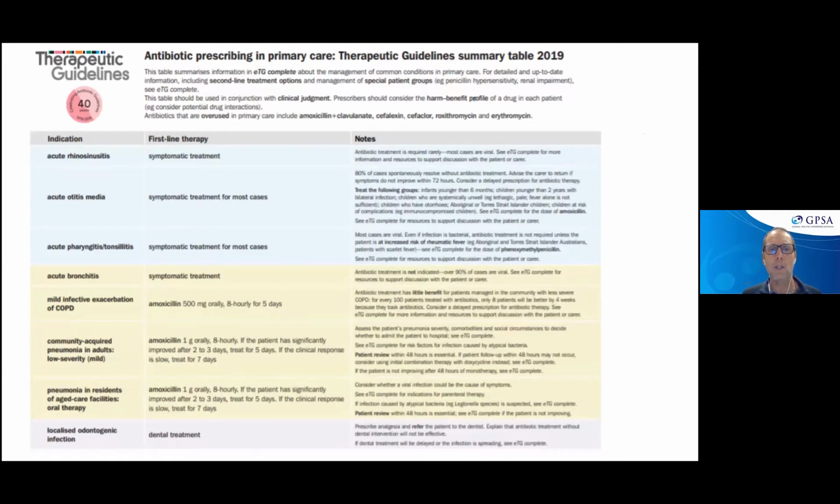And really, I imagine most of the supervisors, if not all of them, and their registrars will have access to therapeutic guidelines, generally electronically. I remember the old colourful books on our shelves, but online now. But just to flag this more freely available resource, the Antibiotic Prescribing in Primary Care summary from 2019, which talks about some of those common infections that we will be managing in Australian general practice, talking about appropriate antibiotics and when they should be prescribed, durations of courses, and it's hard to see there, but it flags those commonly overused antibiotics: amoxicillin, clavulanic acid, cefalexin, cefaclor, roxithromycin, and erythromycin. So really just thinking strategically about which antibiotics and when, and that'll be very much the theme of the talk tonight.